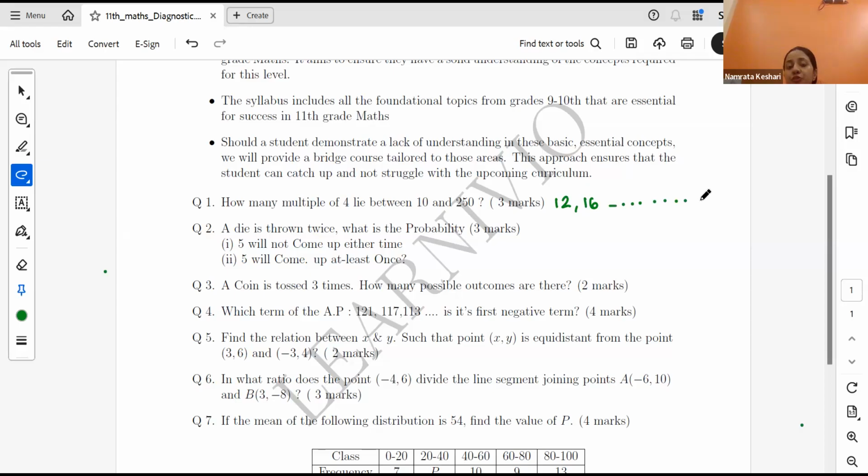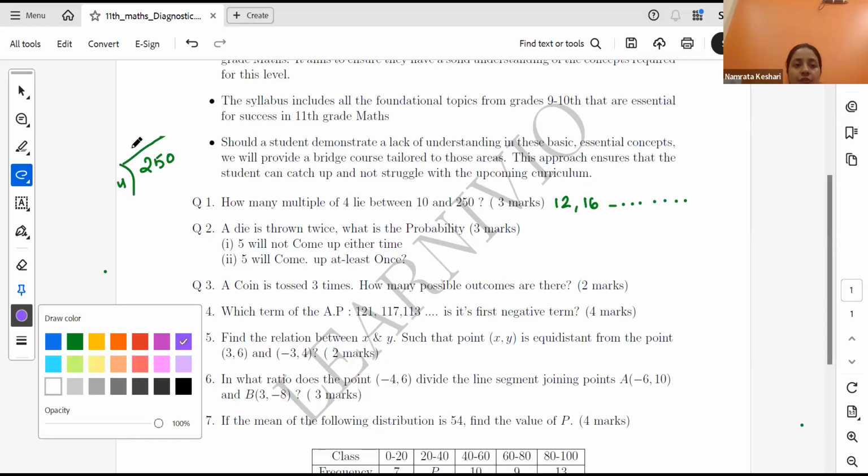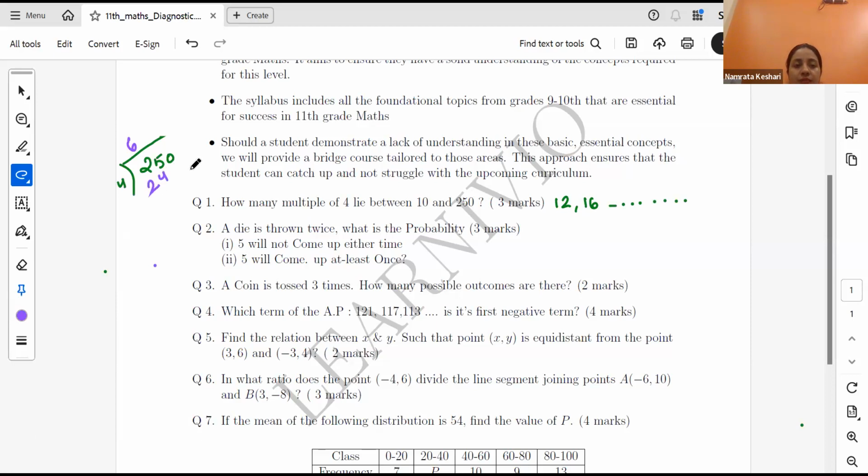Now before 250, if you want to check a number which is divisible by 4, you can divide it by 4. You will be getting 4 6 times 24, 4 2 times 6, 62. So in 252 extra you are having.